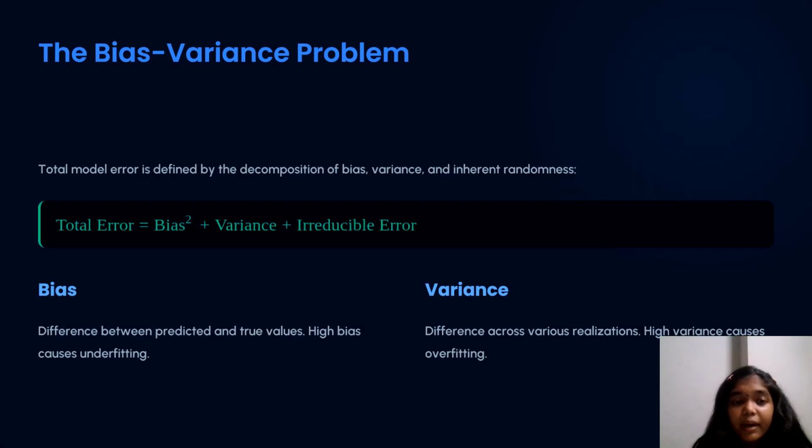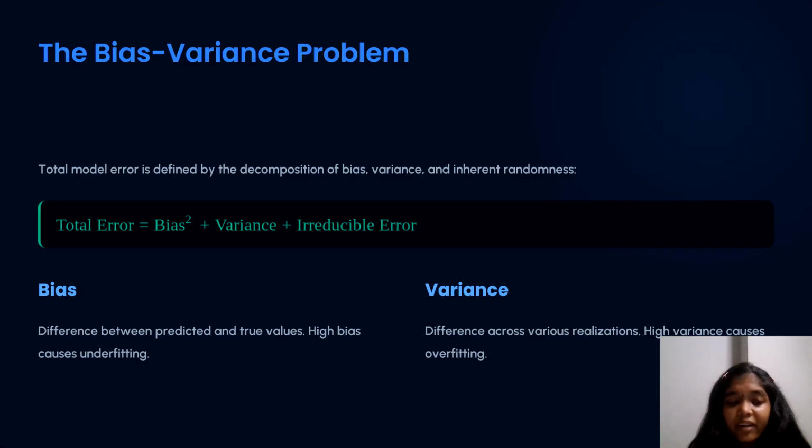So now we come to a problem, the bias variance problem. First we need to know what bias and variance are. Bias is the difference between predicted and true values, and variance is the difference across various realizations. To find the real error of a model, we need these two terms. To find the total error of a model, we need to calculate bias squared plus variance plus irreducible error. Irreducible error is an error that we cannot comprehend within a model.